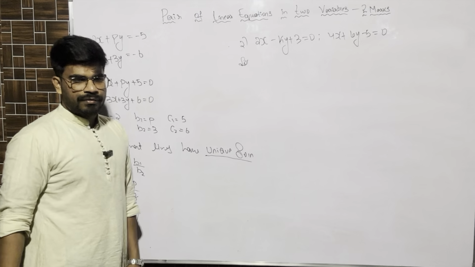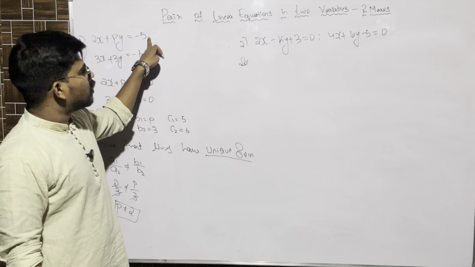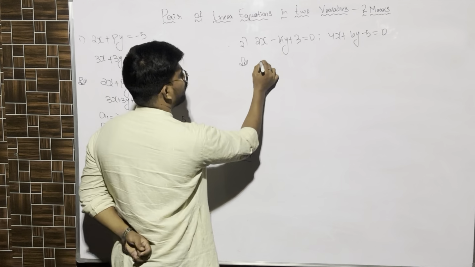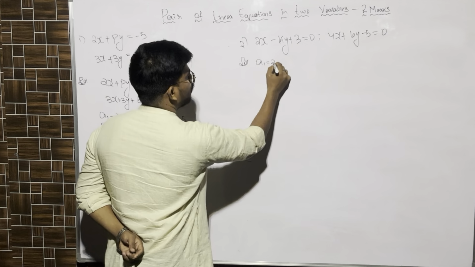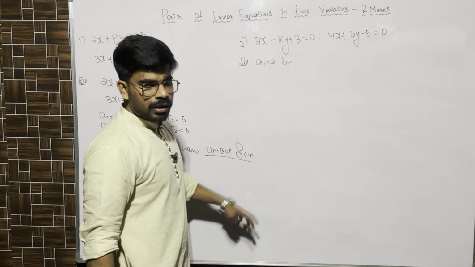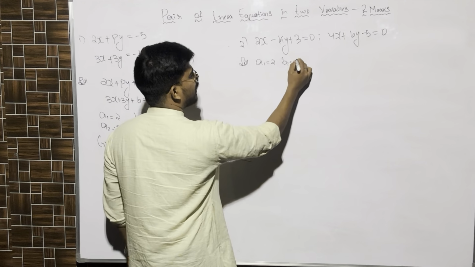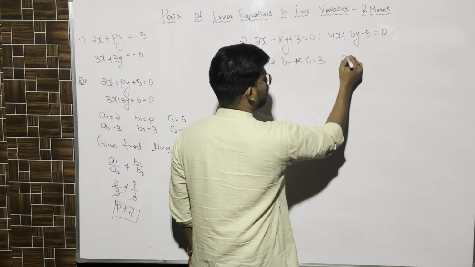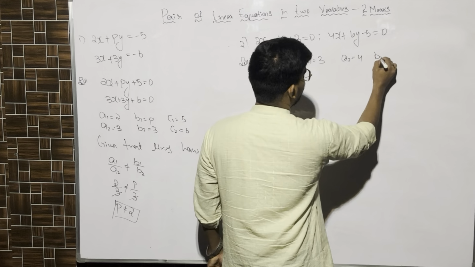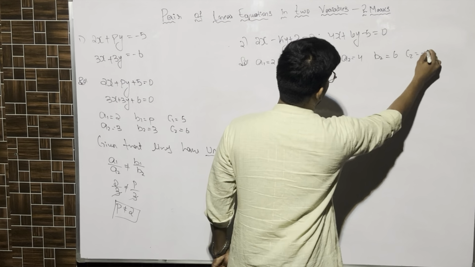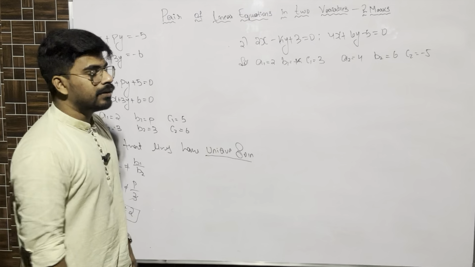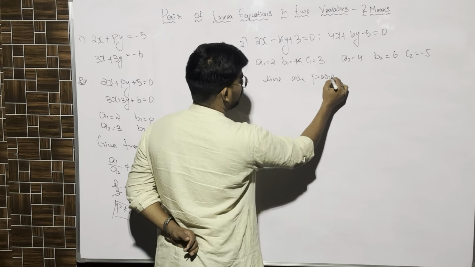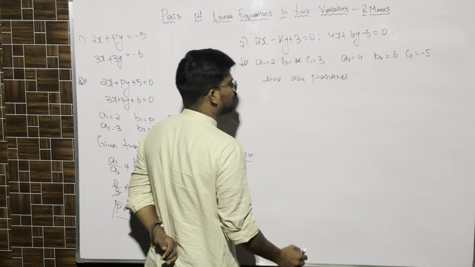Okay, let us find the values of A1, B1. After the equal sign there are no numbers, it is already sorted, we need not rearrange it. Let us compare and write the values of A1, B1, C1. A1 is 2, B1 is minus K, C1 is 3. A2 is 4, B2 is 6, C2 is minus 5, right? Given that lines are parallel. If the lines are parallel, what is the condition?